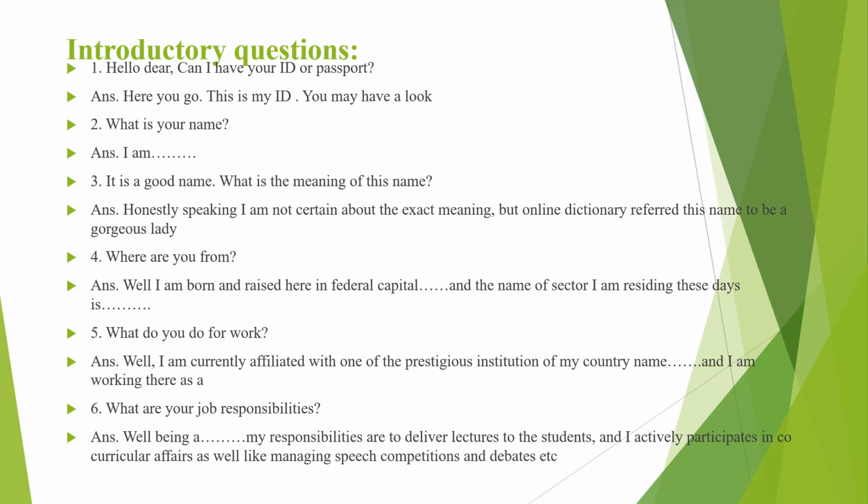Then they can ask you, what do you do for work? So, well, I'm currently affiliated with one of the prestigious institutions of my country. You can mention the name of that institution, and I'm working there as, whatever your designation or job is, then you can mention it there. Then, what are your job responsibilities? They can further ask you this question as well. So, well, being a teacher, it can be a doctor, it can be any profession, anything.